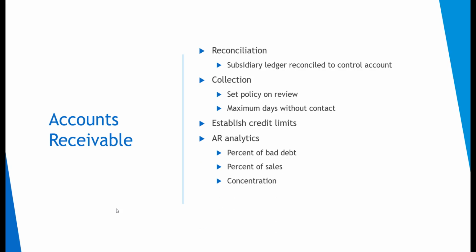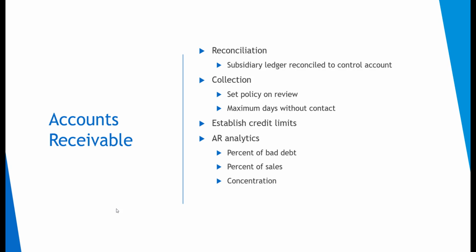AR analytics. Now we're going to jump into this in just a second, but I want to go through these bullet points real quick. When you're analyzing your accounts receivable, obviously you're going to look at the aging report. That's an important report. The AR aging will list the accounts that are 0 to 30, 30 to 60, 60 to 90, and give you a percent on how much is getting older.